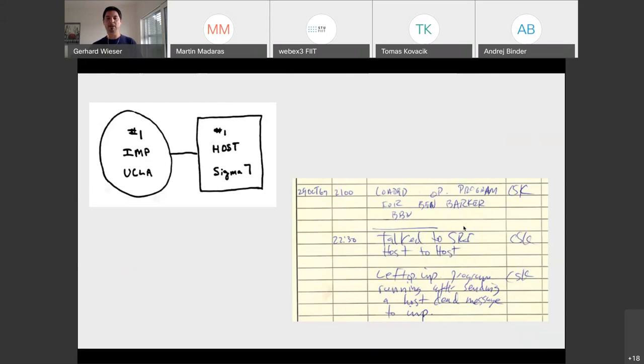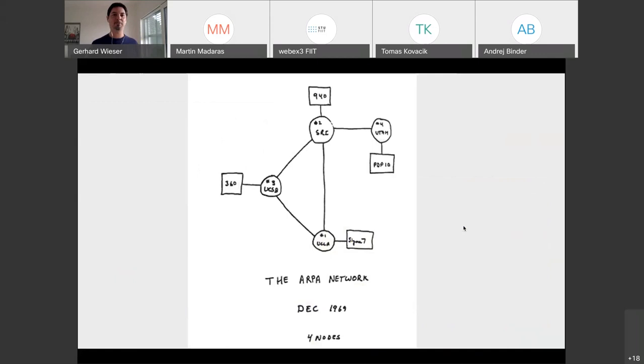A little bit later, 2 months later, they already had four nodes online. That's UCLA, UC San Diego, SRI, and Utah, with the PDP-10 hanging off there. That was an IBM machine, Sigma 7, also looks like IBM, not sure about that, and a PDP-10, a DEC machine. Four nodes on the ARPANET, December 69.